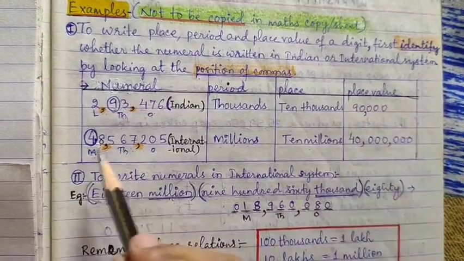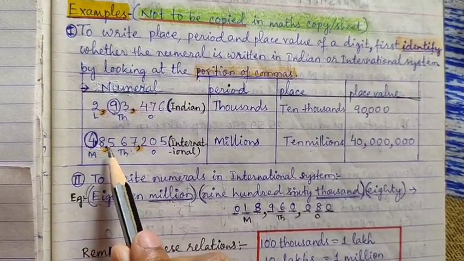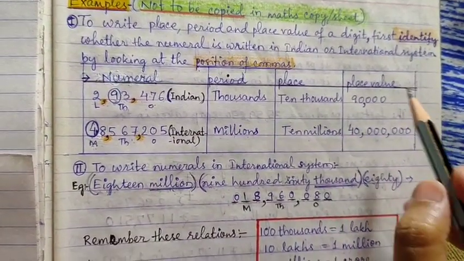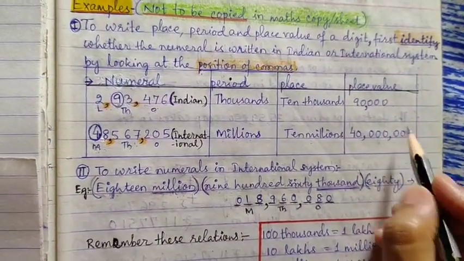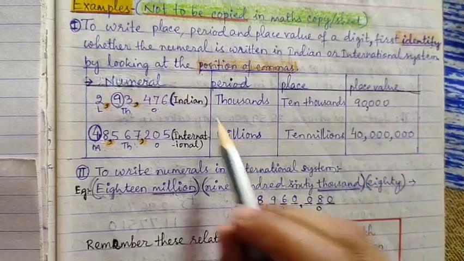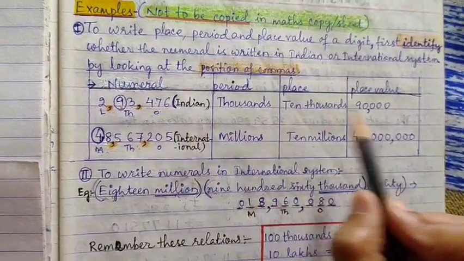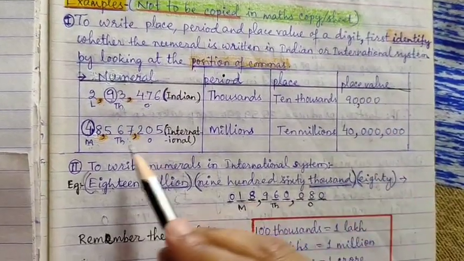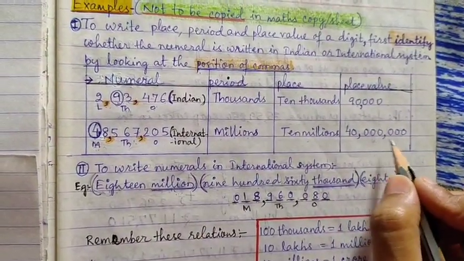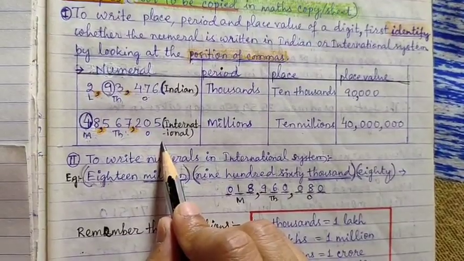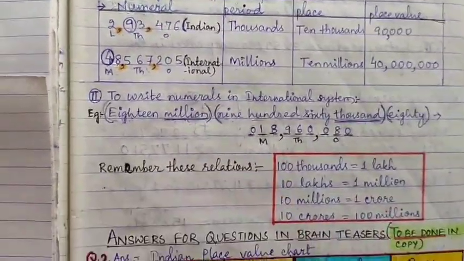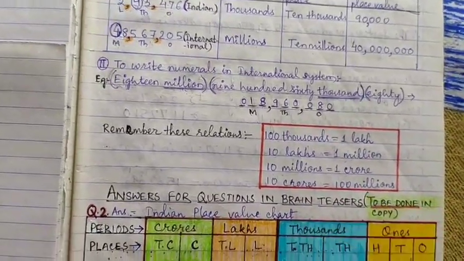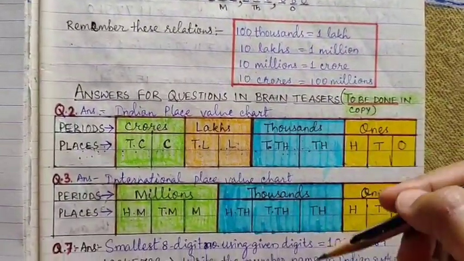And what is the place value? 4 with 1, 2, 3, 4, 5, 6, 7, 4 with 7 zeros. And children, when you write the place value, put the position of commas according to the system. If you are writing in the Indian system, put commas accordingly in the place value. If you are writing in the international system, the position of the comma should be according to the international system. Okay, then the next one is comparison of the two number place value charts.